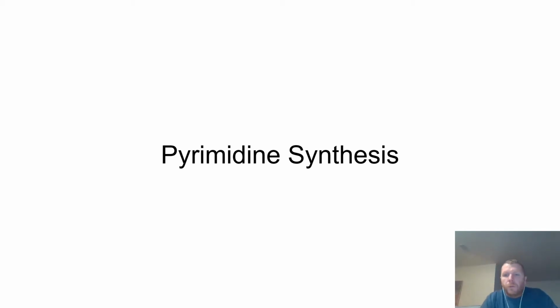Alright, here we are with one of the last topics that we'll cover in this semester. We are on to pyrimidine synthesis. Now, one of the things that makes pyrimidine synthesis maybe a little bit easier is that if you compare the structures of purines and pyrimidines, pyrimidines are smaller. They just have six atoms within their rings. They're just a little bit smaller to deal with.